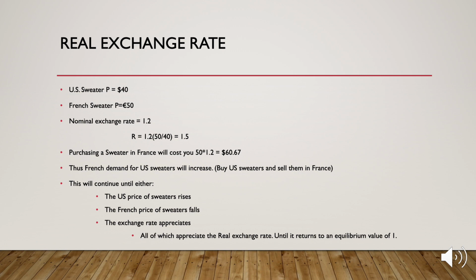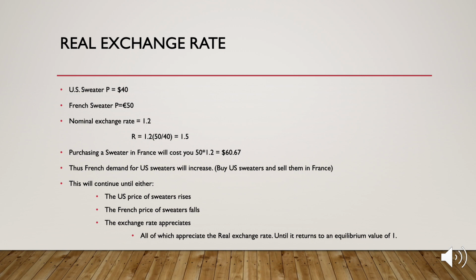Another thing that could happen, of course, is that since nobody's buying French sweaters and everybody's buying American sweaters, the French price of sweaters would have to fall. And so you'd see the numerator in our real exchange rate go from 50 and start dropping, and that price would continue dropping until, again, there was an equivalence of cost between French and American sweaters, i.e. the real exchange rate was equal to 1.